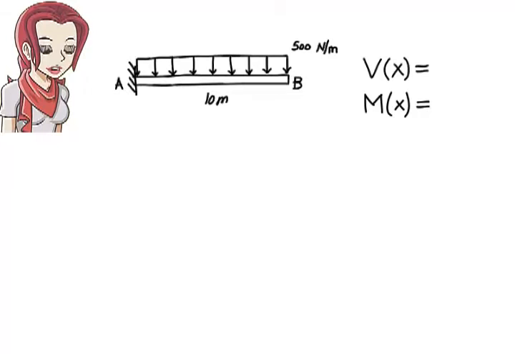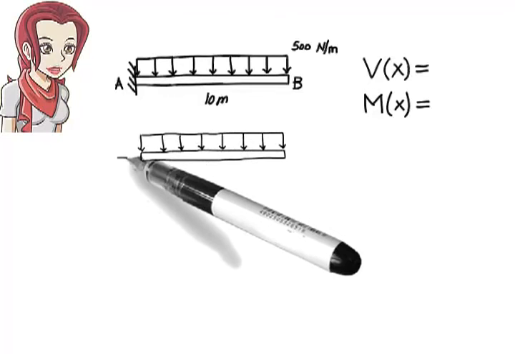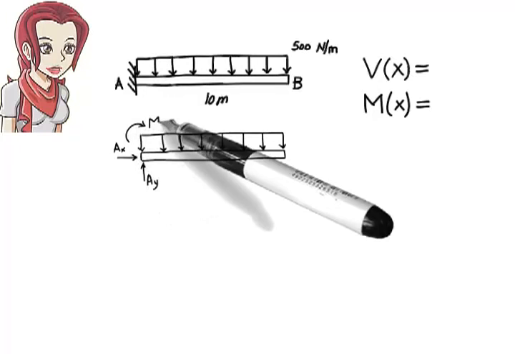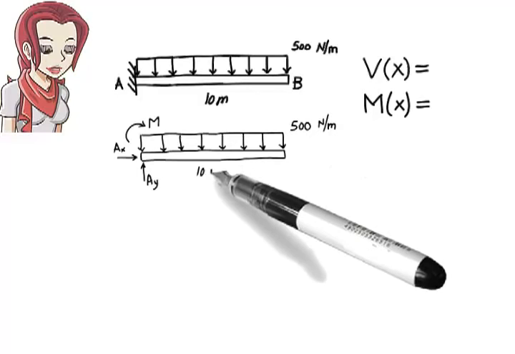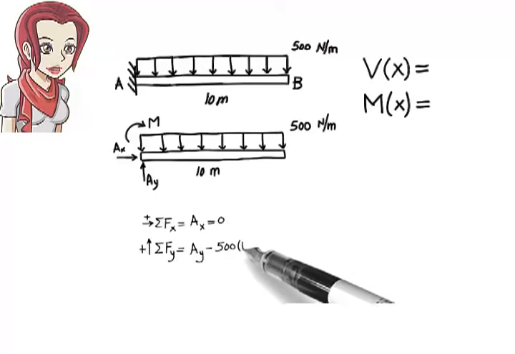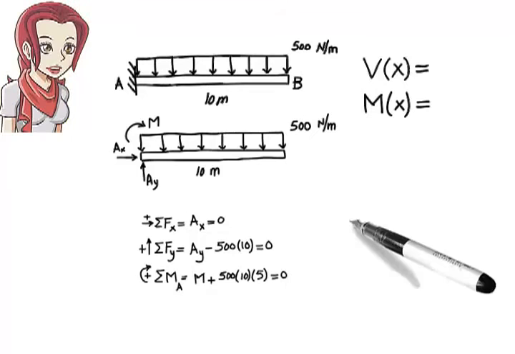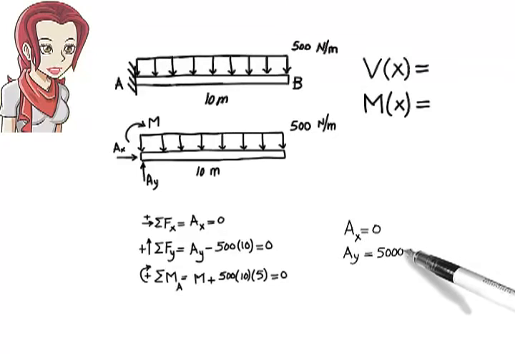Here is the free body diagram of the beam. Here are the equilibrium equations. Solving them for the unknowns, we get AX equals 0, AY equals 5,000, M equals negative 25,000.